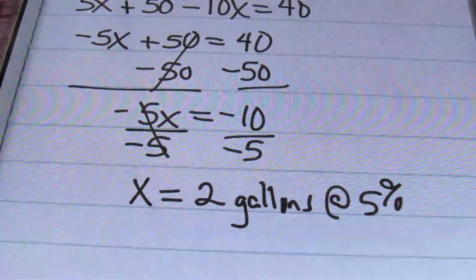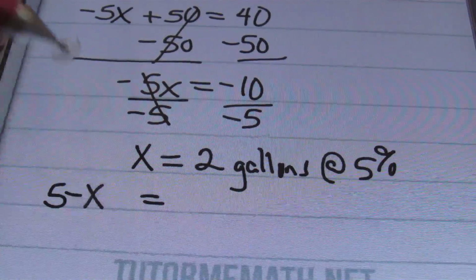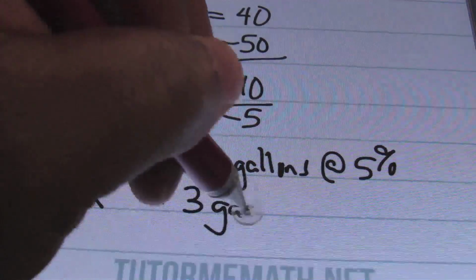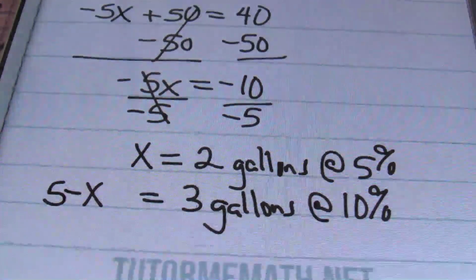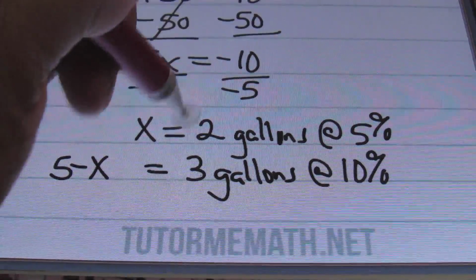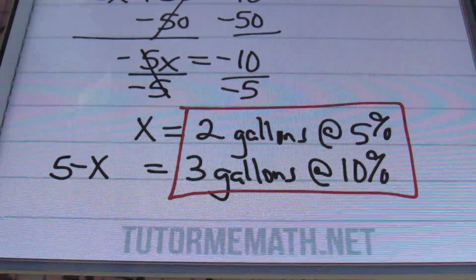alcohol. And we'll also need 5 minus x, that was the second amount. So that gives me 5 minus 2, which will be 3 gallons that we'll need at 10% alcohol, ladies and gentlemen. All right, so there you go. Those are your 2 values of your solution. And here comes a red box. I like putting red boxes around my answers. So there you go. All right, that's problem number 2, ladies and gentlemen.